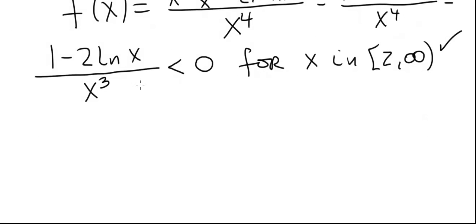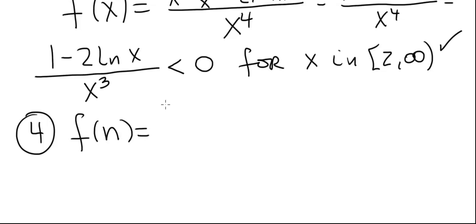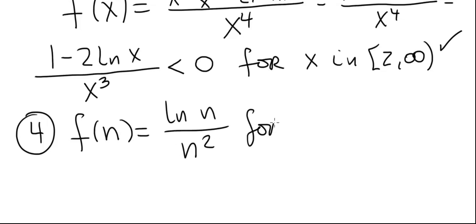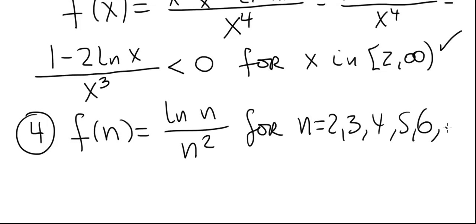We can conclude that this function is decreasing on this interval. And condition number 4 has already been shown by the way we selected our function. f of n is natural log of n divided by n squared, and this is true for n equals 2 or 3 or 4 or 5 or 6 and so on.